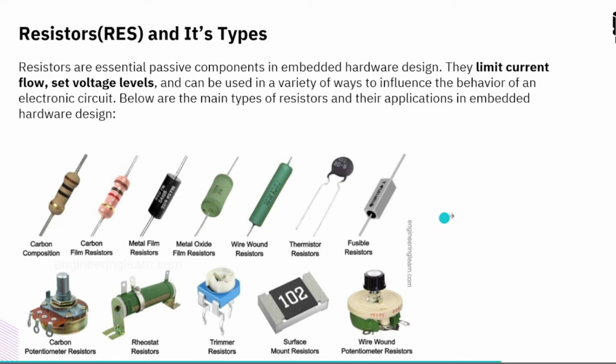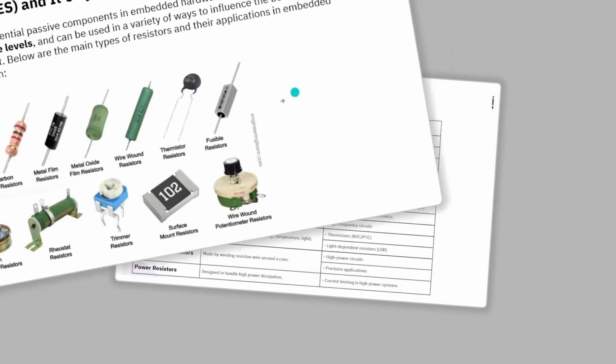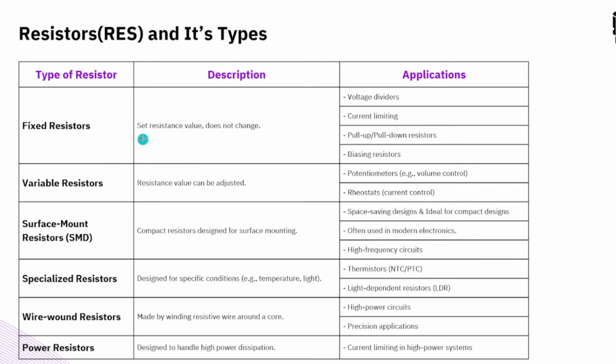So let's go ahead with the applications of these resistors. Fixed resistors have a set resistance value that doesn't change, and the applications are voltage divider, current limiting, pull up, pull down, and biasing. When we talk about variable resistors like the potentiometer, they are used for volume controls. In an audio device or an FM radio, you rotate the knob, the resistance changes, and based on that, different channels from the radio are set. Then you have rheostats, which are used to control the current flowing.